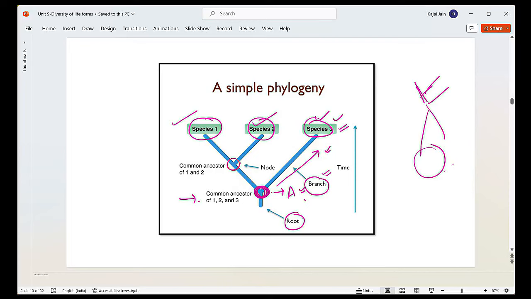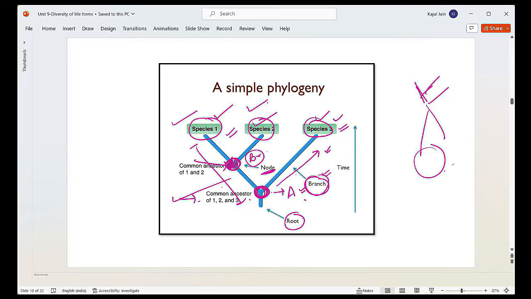Then from this particular point where you see another split, let's say this point is known as B. So we say B is a common ancestor for species 1 and species 2. Any interconnecting point at which the bifurcation or splitting is happening, we call a node, right? So branch is the split. This is also a branch. This is also a branch. But in this particular second branch, we have a node as well, because again there's a splitting.